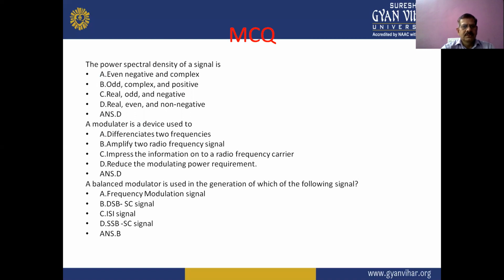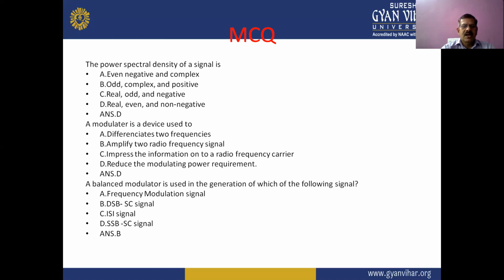In next question, a modulator is a device used to. So what is the modulator device? Option A, differentiate two frequencies. Option B, amplify two radio frequency signals. Option C, impress the information onto a radio frequency carrier. Option D, reduce the modulating power requirement.